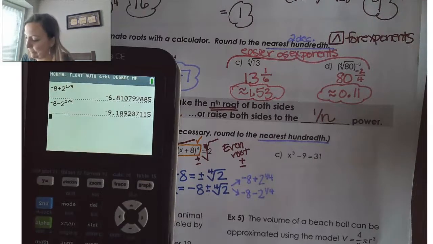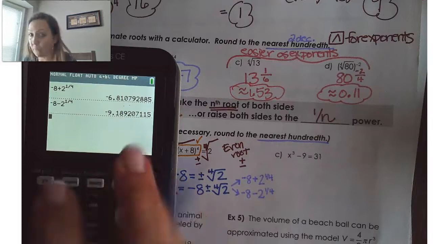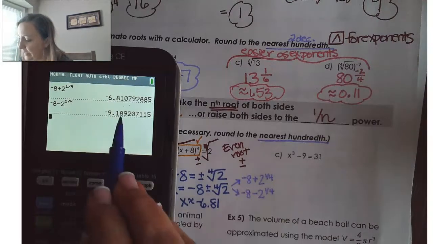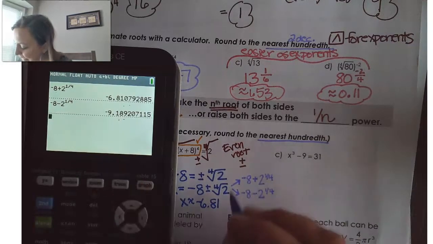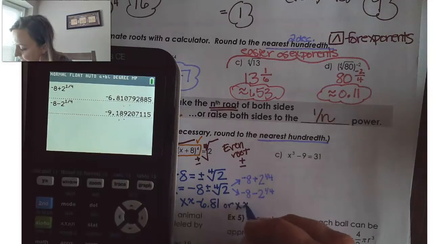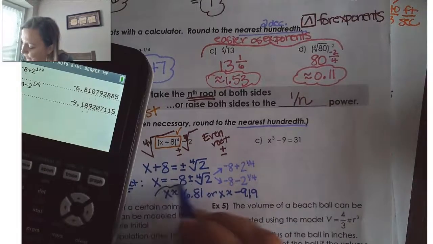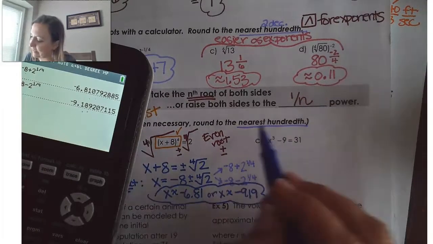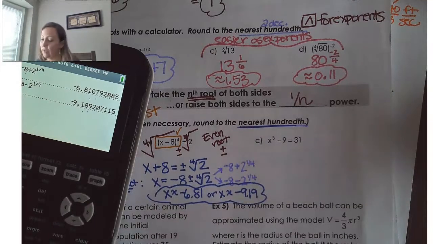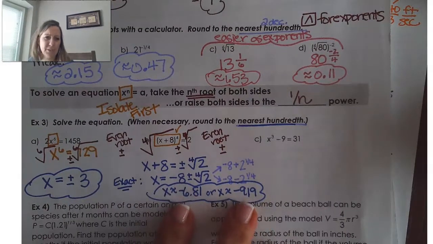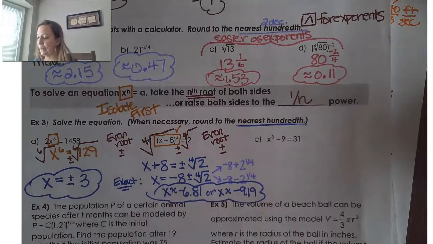So this first one, the 0 keeps the 1. So I have -6.81. Here the 9 bumps the 8 up to a 9. So -9.19. And those would be my two approximate answers if it's asking us to round to the nearest hundredth. So again, I personally prefer the exact answer, but if the questions ask you to round to the nearest hundredth, if that's the case in the homework, then that's how you would do that.